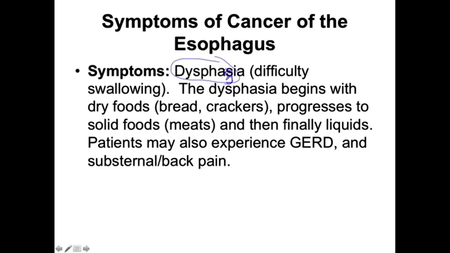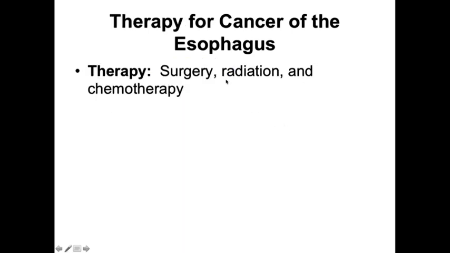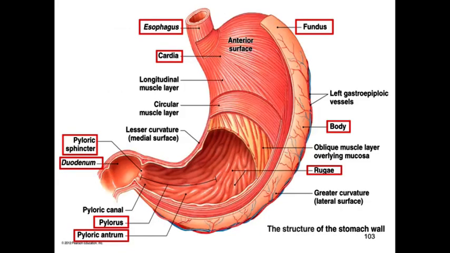Typically with esophageal cancer, they'll experience acid reflux. They'll have substernal pain just behind the sternum, and also back pain. And for cancer, they're going to do surgery, radiation, and chemo.